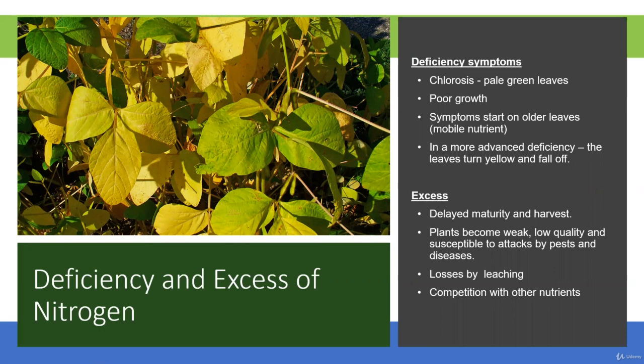Excess of nitrogen will also result many times in losses of nitrogen by leaching and by volatilization. And of course, excess might result in competition with other nutrients. So excess of nitrogen might cause deficiency of other nutrients, for instance, sulfur.